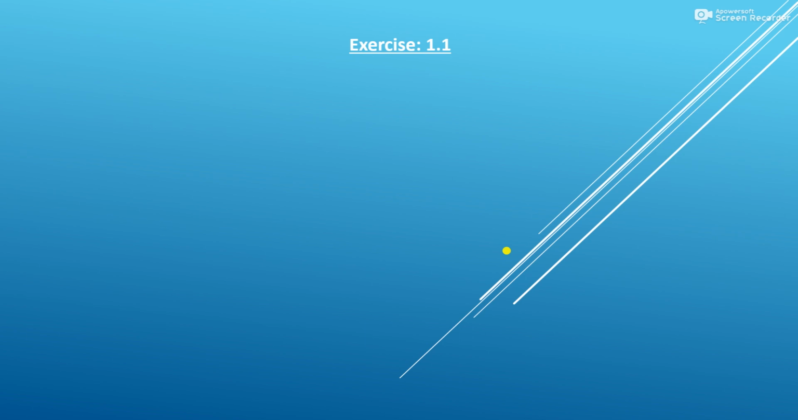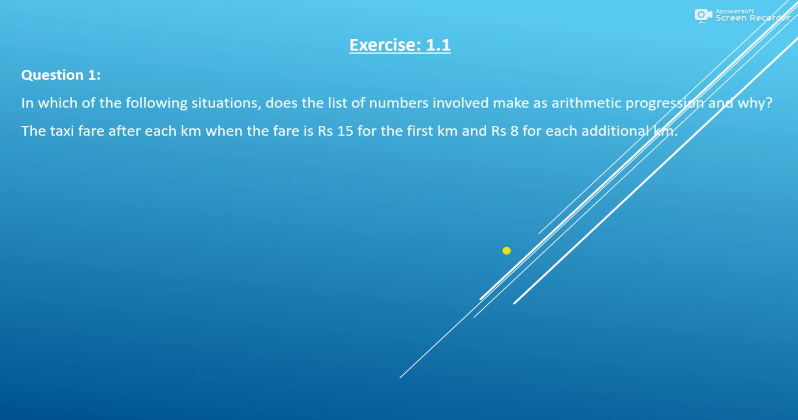Now we will solve exercise 1.1. The first question is: in which of the following situations does the list of numbers involved make an arithmetic progression, and why? They have given us certain sums. We have to find which of these make an arithmetic progression, and we have to give the reason also.